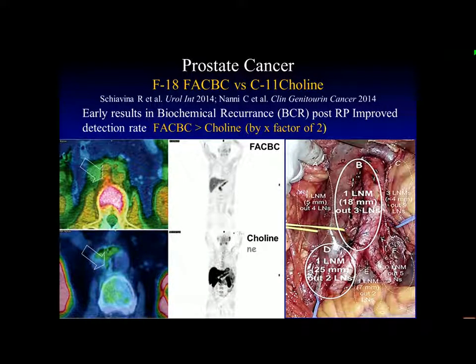This is just a comparative that was done. This study was done in Italy. And again, what they found was that FACBC was able to detect twice as many lesions as choline. This was a small patient study, so it may not have a lot of relevance. But again, they're seeing very positive results.